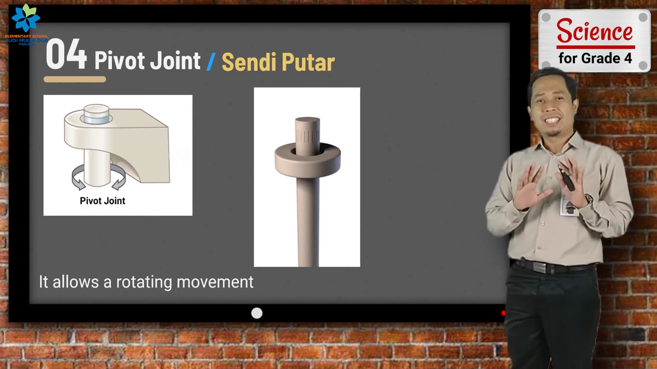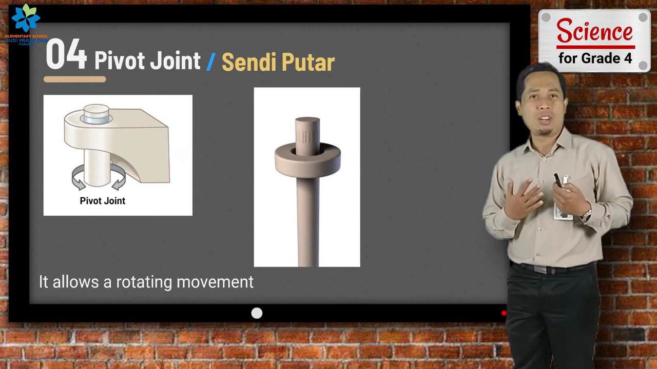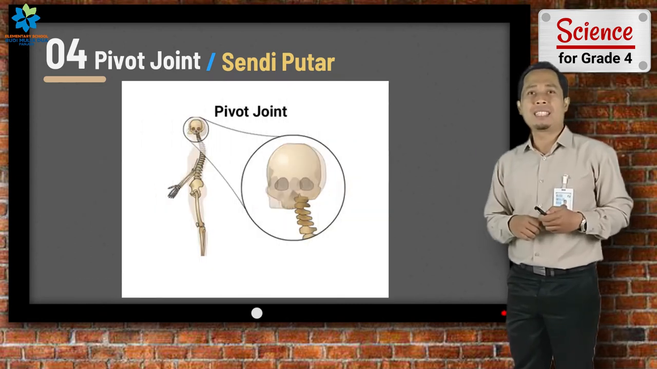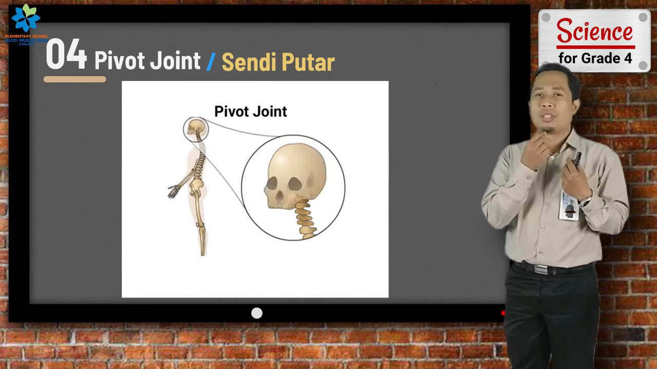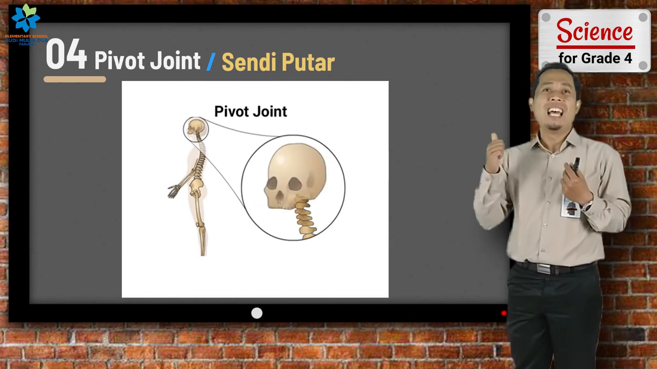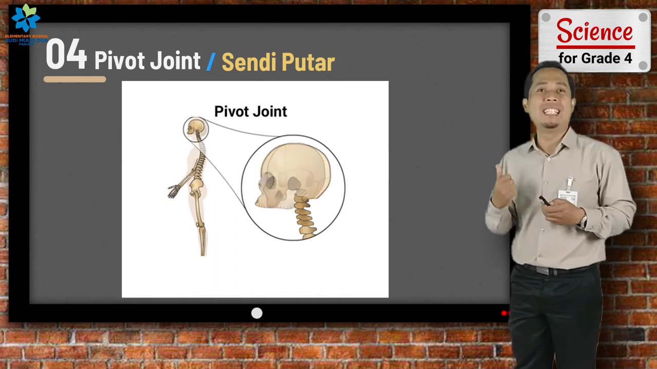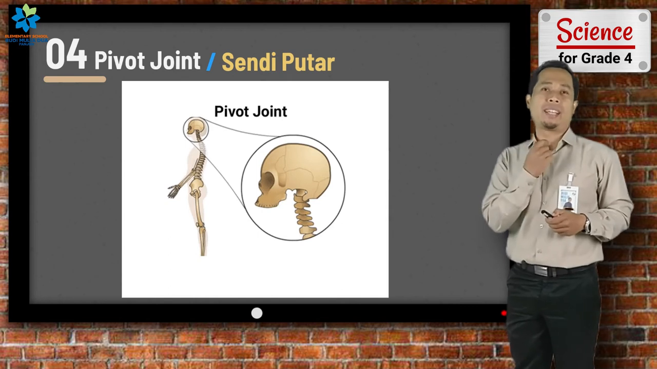Okay, and then can you find an example of a pivot joint, or sendi putar, in our body? The example is in our neck. So just try to move your head like this. See, there is a pivot joint in our neck, or we call it sendi putar. This is the example in our neck.